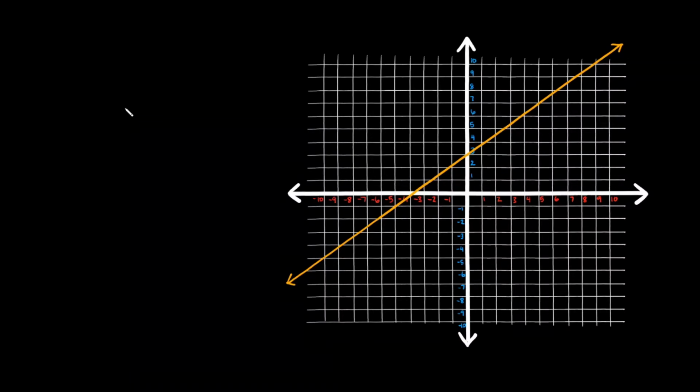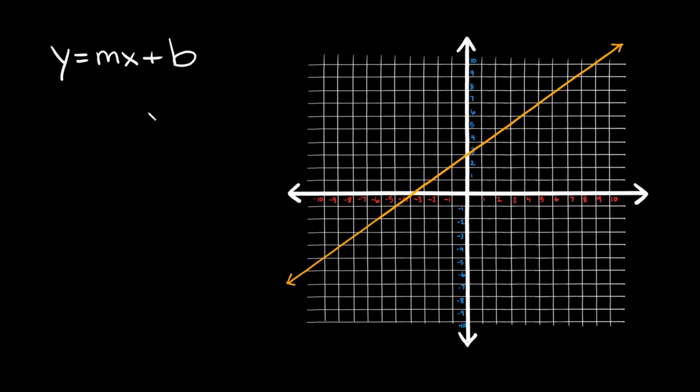So in this video, I'm going to teach you how to find the equation of a line in slope-intercept form when you're given just a graph. Now, if you remember, this is the slope-intercept formula. y is equal to mx plus b.